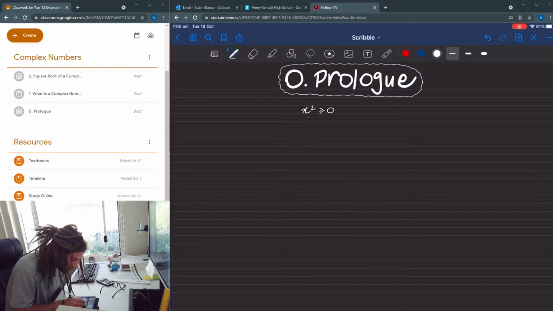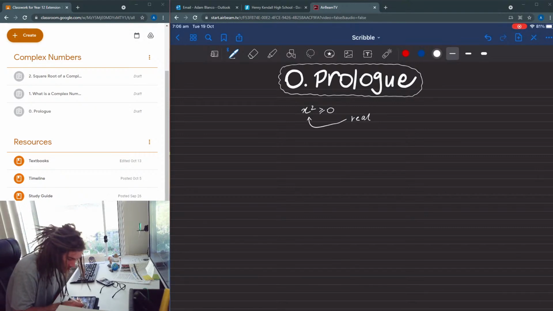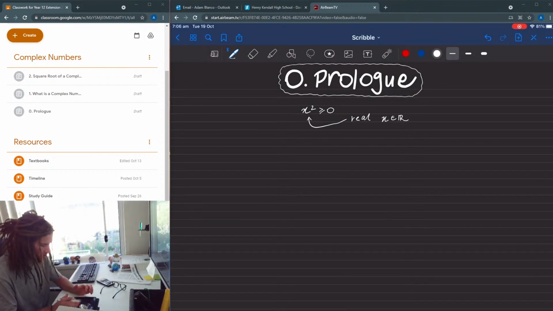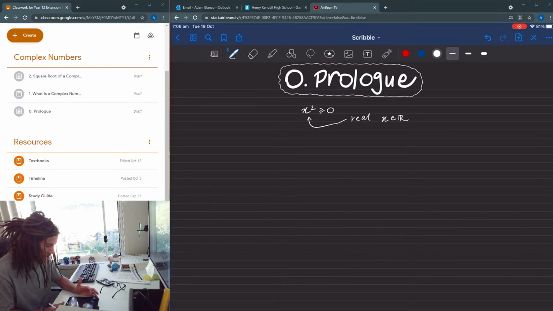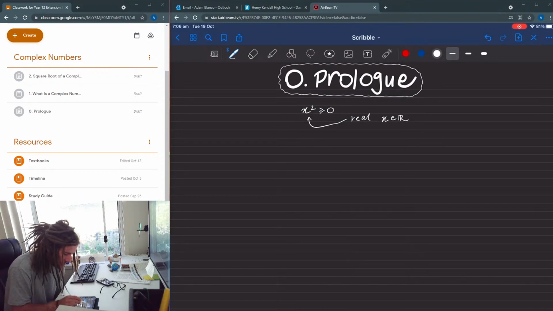Okay, and we call the solutions to these real. You might have heard that before, but we just say that x in this case is real. Another way of saying that is x is a part of the real numbers, which is something we'll talk about soon. This is going to be a bit of a scribble, by the way. There's better notes on the classroom.